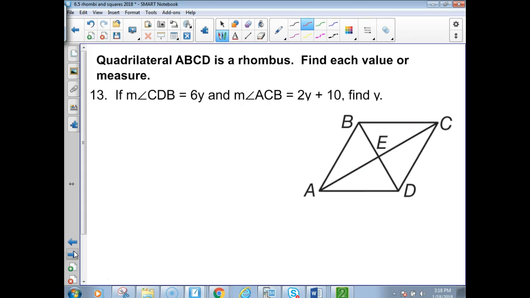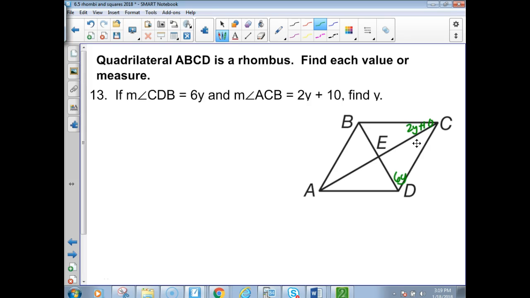Okay, the next one, is this using the same picture still? I think it might be getting crowded on the picture. If you want to redraw, you could, but let me just help you see where it is. Angle CDB would be here, being 6y. ACB is 2y plus 10. Oh, you're right. It is ACD. I went to the wrong side. ACB is up here. This is 2y plus 10.